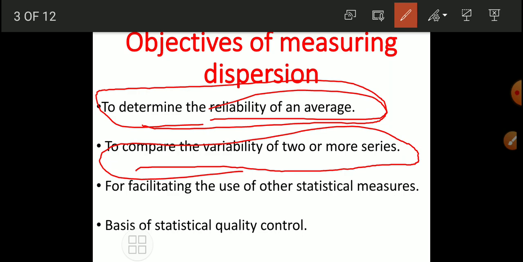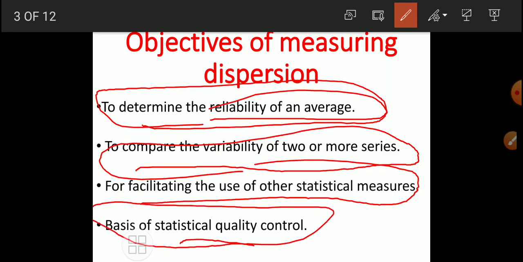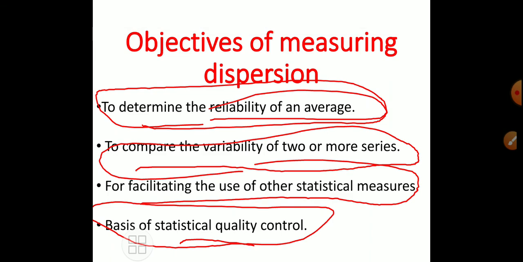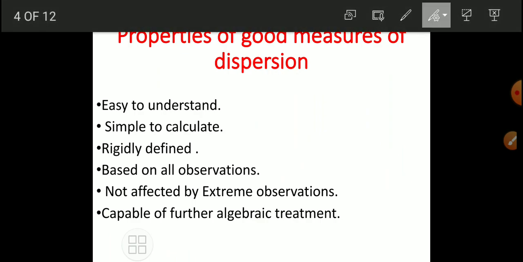Another objective is facilitating the use of other statistical measures. Once we have calculated the dispersion of the population, the dispersion of atoms, that data can be taken for further analysis. That facility can be provided by measuring dispersion. It is also the basis of statistical quality control, keep in mind.